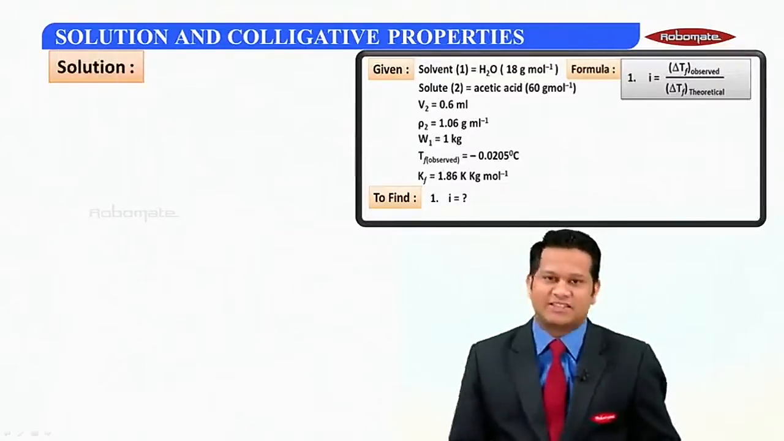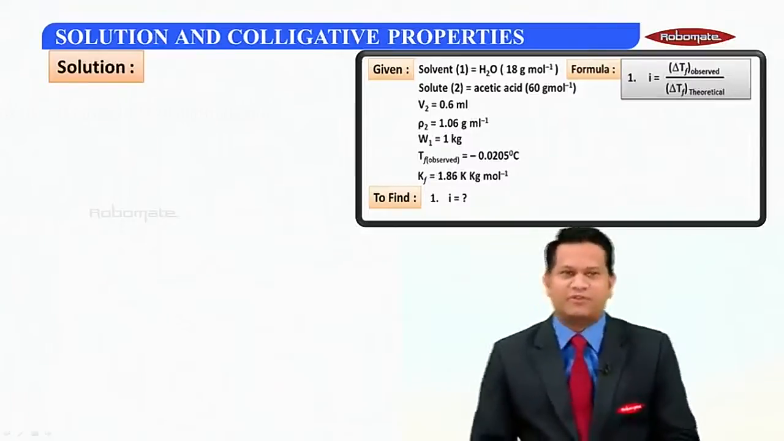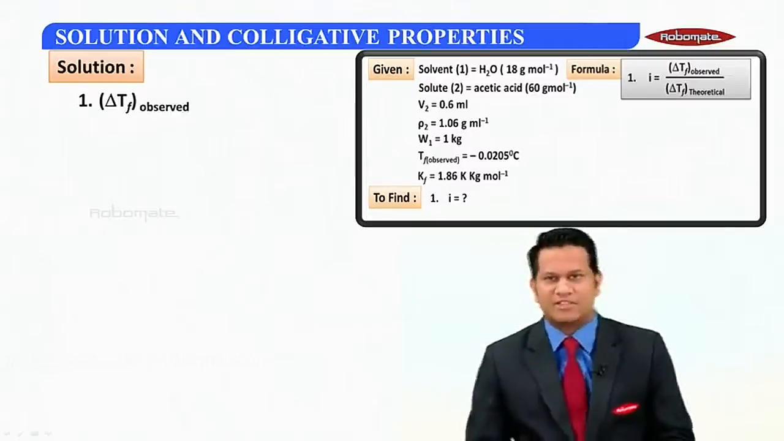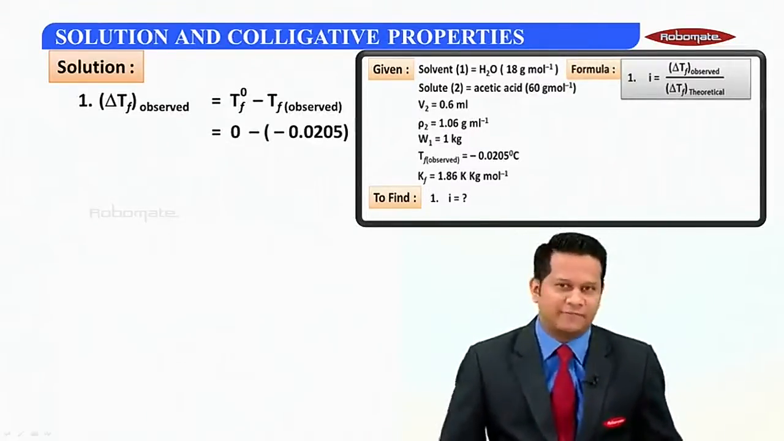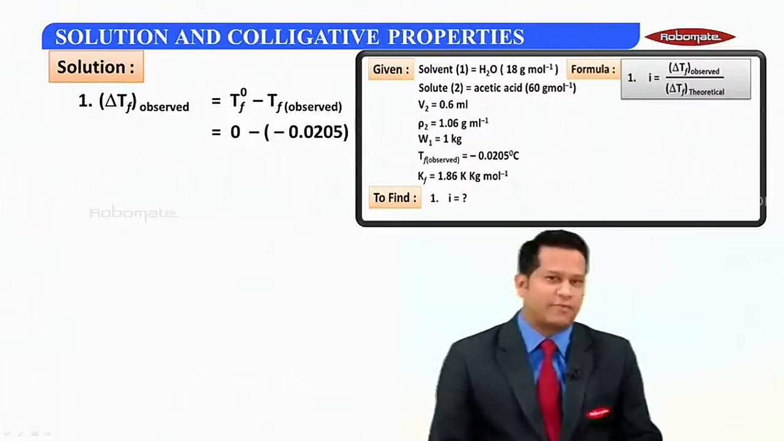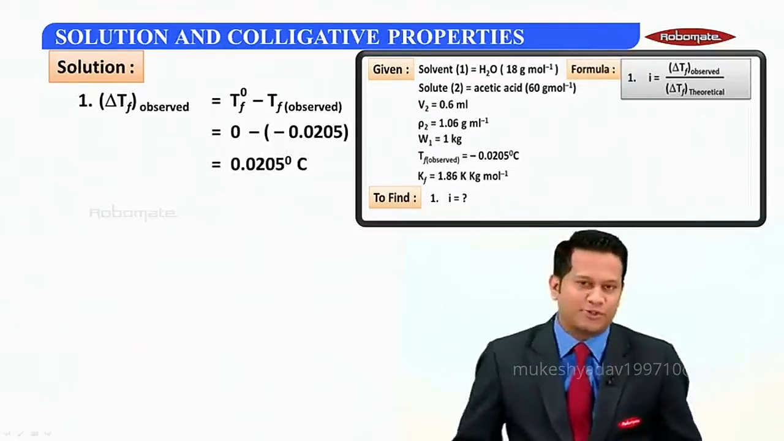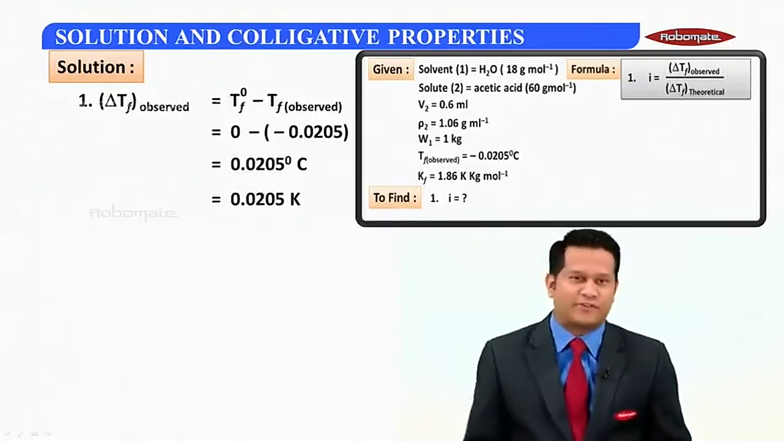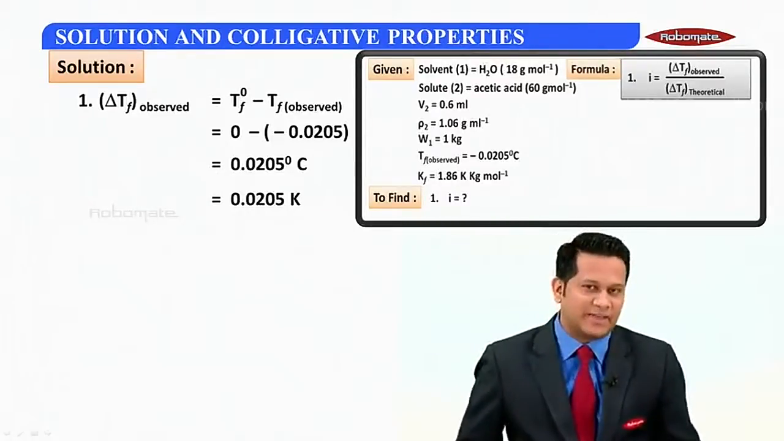The calculation says that for solution specifically, if I talk about this, we need to first find delta TF observed and delta TF theoretical. So let us first calculate delta TF observed, given by the formula T naught F minus TF observed, that is 0, minus of minus 0.0205, that is as good as writing positive 0.0205 degrees Celsius, that is nothing but 0.0205 Kelvin, because the difference of temperature in degrees Celsius and Kelvin remains the same.